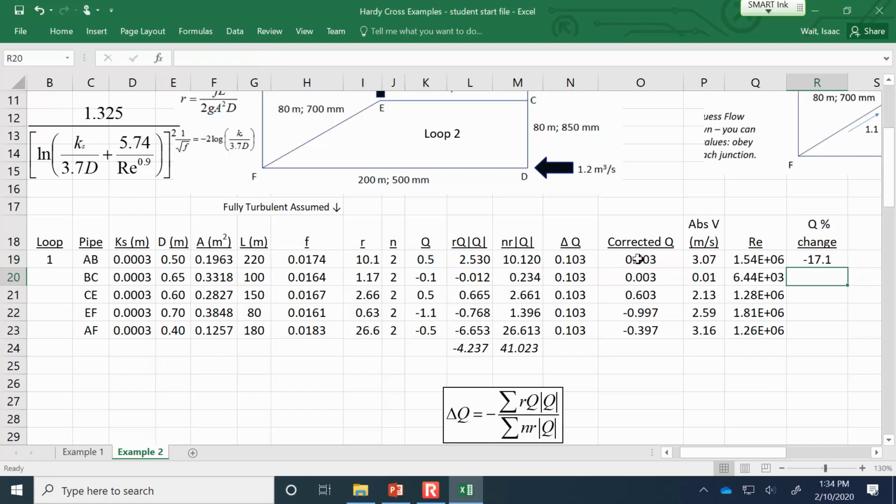And we're not even close yet. Our initial guess was 17% too small. And you can see there was a huge change in the flow rate for pipe BC. All right, so we're not yet converged.